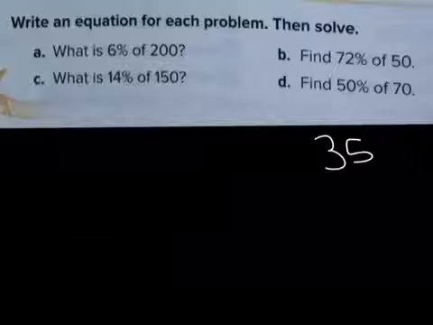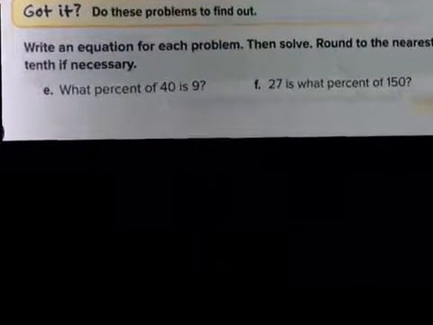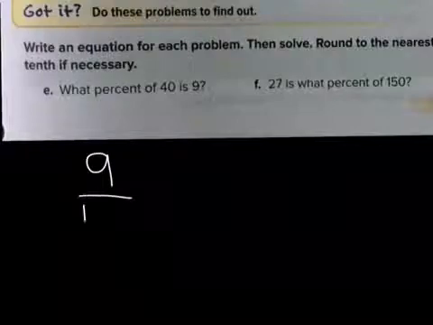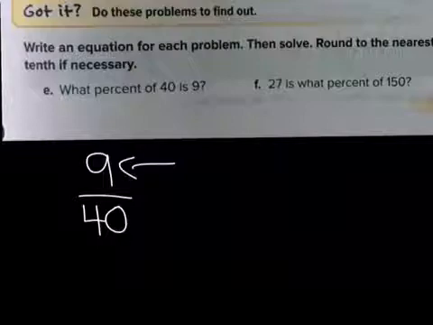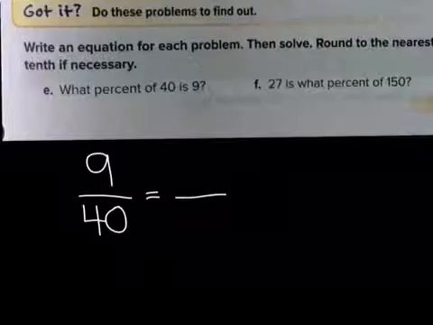And there's your answer. Okay, moving on to page 131. We have, midway through the page, halfway down, we have these questions. What percent of 40 is 9? So what they're saying is that we have 9 out of 40, and they want to know what is this percent, right? So what is 9 as a percent? Well, we can make it down here out of a percent of 100.